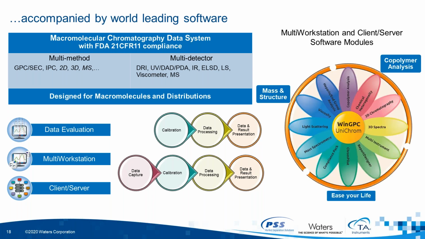There are specific WinGPC software modules available for all tasks in macromolecular chromatography. You can basically group the modules into modules for mass and structure analysis. For example, you see here the light scattering modules, which are a famous example. We do have modules that ease your life, like for example the compliance pack for 21 CFR compliance or the report designer. And we do have a group of copolymer analysis modules. This is where the 2D software module belongs.